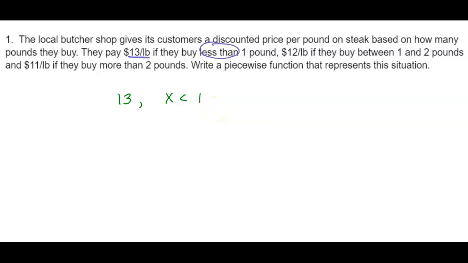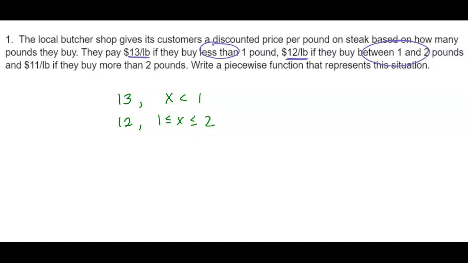Now the second constraint comes into play if the customer buys between 1 and 2 pounds. Between 1 and 2 pounds does include 1 and 2, so both of those should have equal to's underneath their inequalities. If the customer buys between 1 and 2 pounds, they're going to be charged $12. So our second value is 12, and that occurs when the customer buys between 1 and 2 pounds.